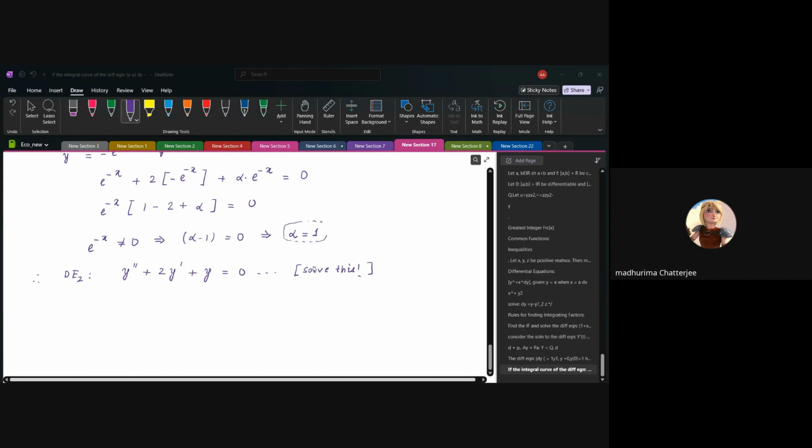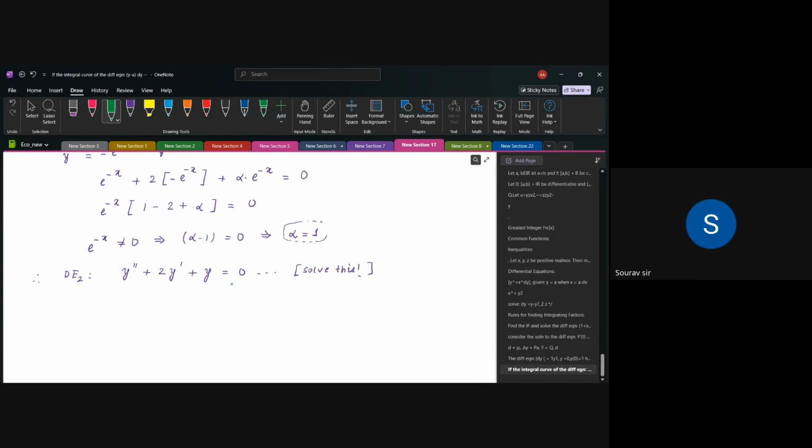We will take the auxiliary function, which was m square plus 2m plus 1 is equal to 0. Correct? Okay, so this is the second order differential equation, RHS 0. So we have only the homogeneous part. The auxiliary equation comes from the trial solution, right? So let y equals e to the power mx be a trial solution, correct?